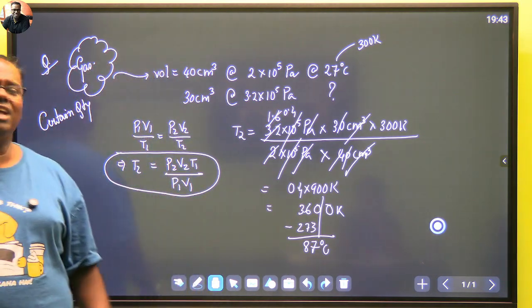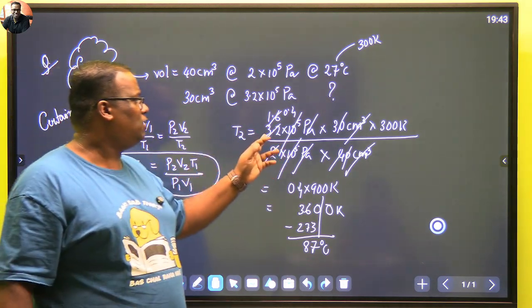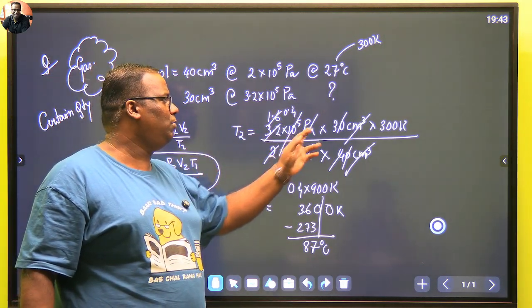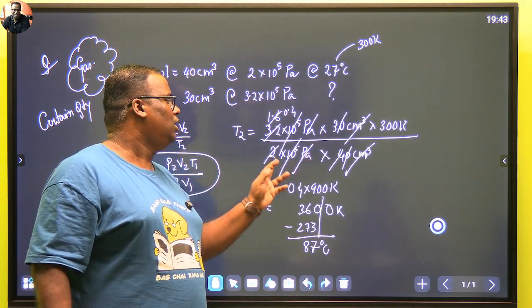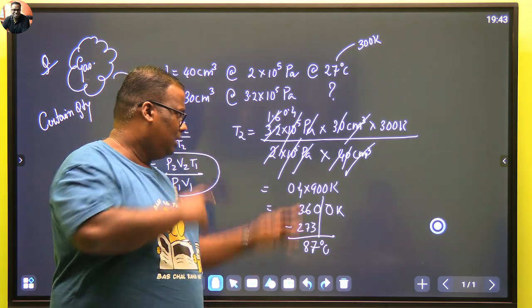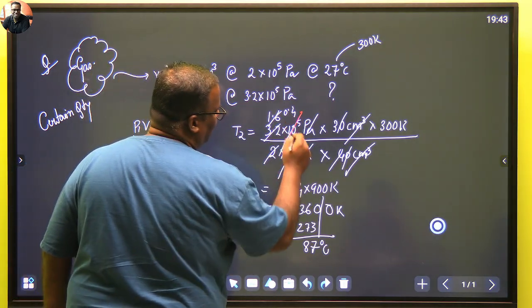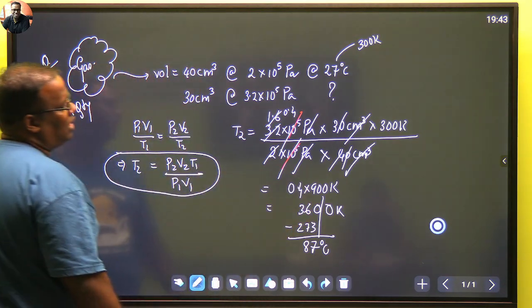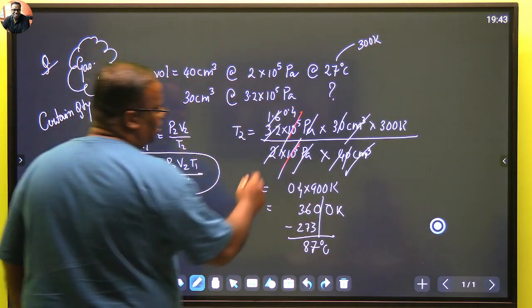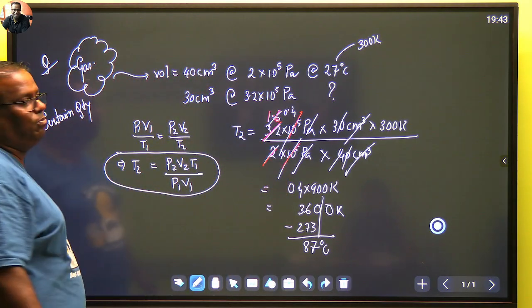Is this expression fine? 3.2 into 10 to the power 5 into 30 into 300, 2 into 10 to the power 5 into 40. Understood? 10 to the power 5 strikes off 10 to the power 5. Agreed? 2 strikes 32 off as 1.6. 16 twos are 32. So 1.6 is.